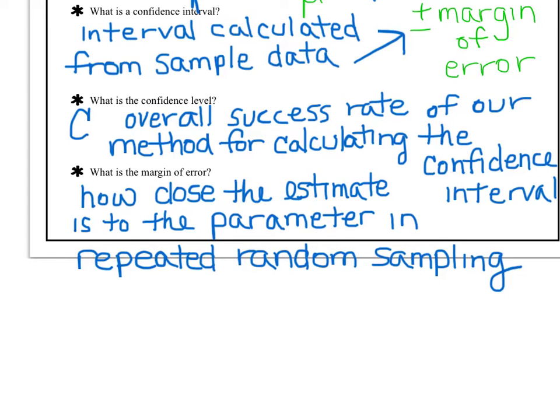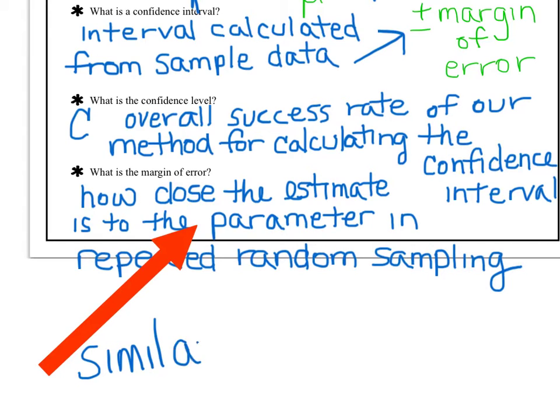Okay, notice that this reminds us a lot of the definition for standard deviation. On standard deviation, the definition is on average, how far away is it from the mean? So margin of error, how close it is to the parameter if we do it a bunch of times. Very, very similar to standard deviation. And the reason is because standard deviation plays a large part in calculating the margin of error.